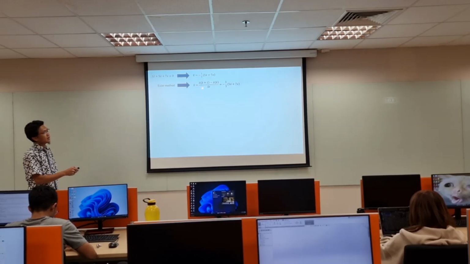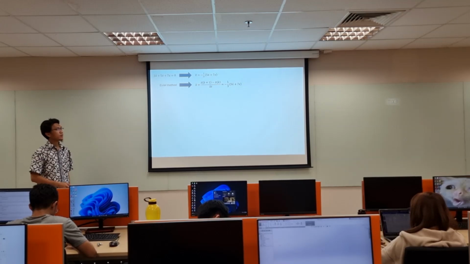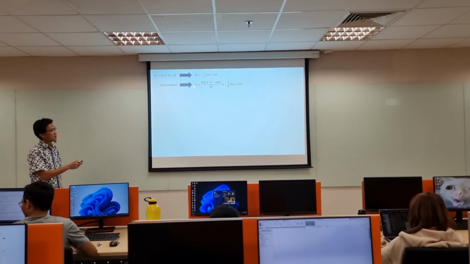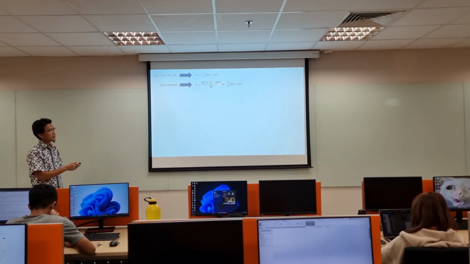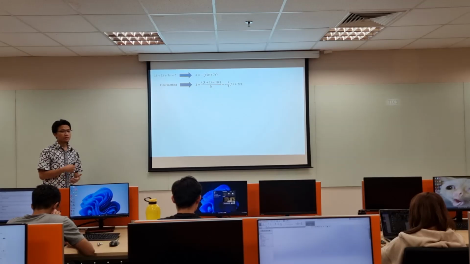Okay. And this is equal to the top equation. X double dot equal to this one. And then by the Euler method, this is equal to x dot k plus 1 minus x dot k divided by the delta t.